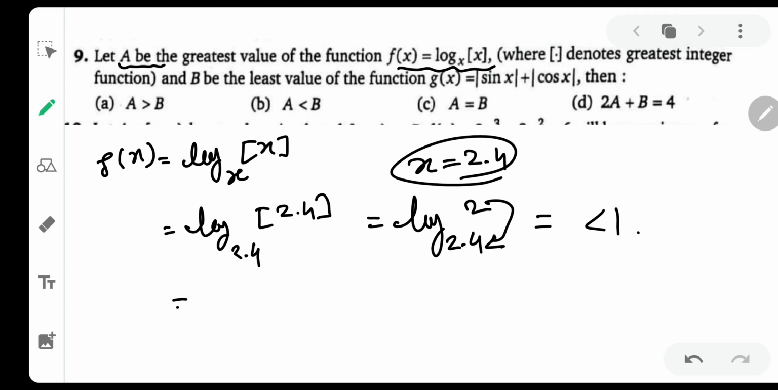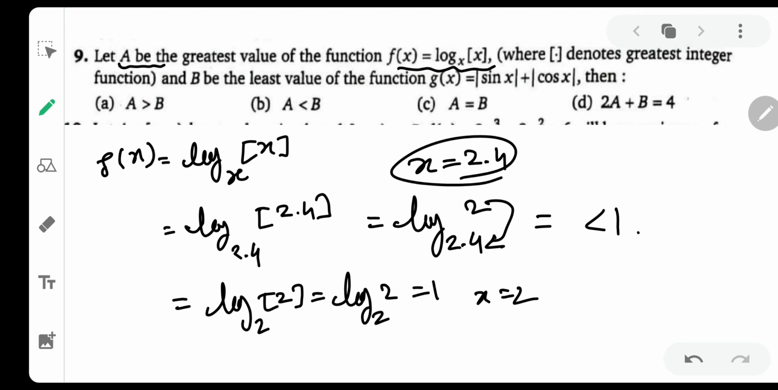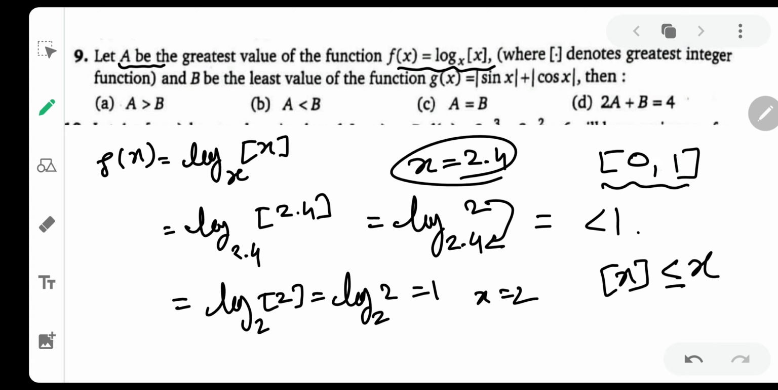Right? But suppose if you take x as 2, what will happen? 2 and the greatest integer of 2 is definitely 2 to the base 1. Now it can never cross 1 because the greatest integer of x is always less than or equal to x. So the answer will always be from 0 to 1, both inclusive.